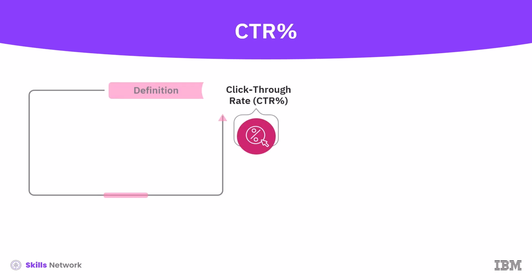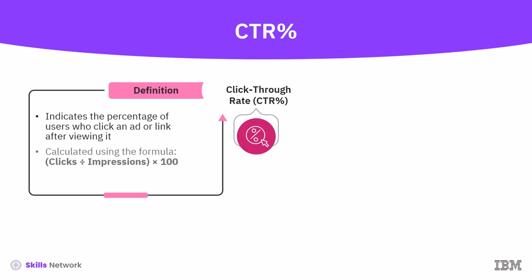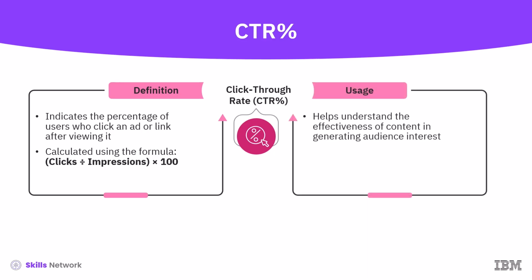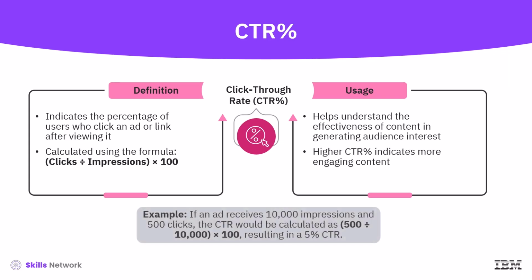Next, CTR percentage is the percentage of users who click an ad or link after viewing it. It is calculated using the formula clicks divided by impressions, then multiplying the output by 100. This metric helps understand the effectiveness of content in generating interest from the audience. A higher CTR percentage indicates more engaging and effective content. For example, if an ad receives 10,000 impressions and 500 clicks, the CTR would be calculated as 500 divided by 10,000, and then multiplying the output by 100, resulting in a 5% CTR.